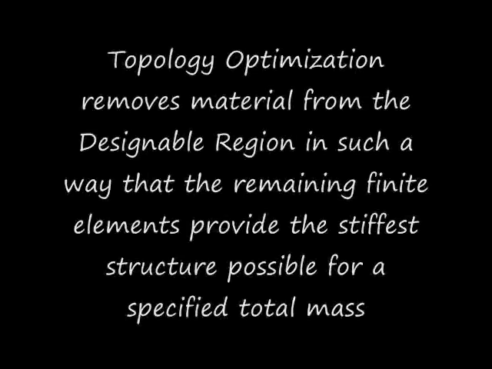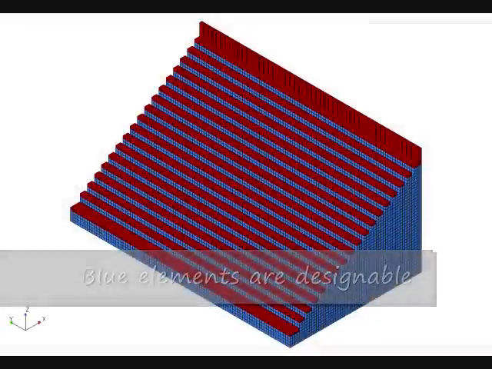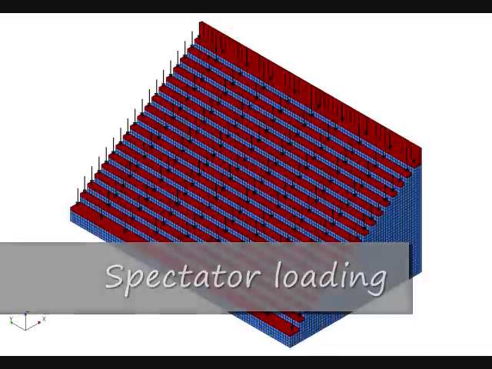Topology optimization removes material from the designable region in such a way that the remaining finite elements provide the stiffest structure possible for a specified total mass. Multiple loading conditions may be used during topology optimization.